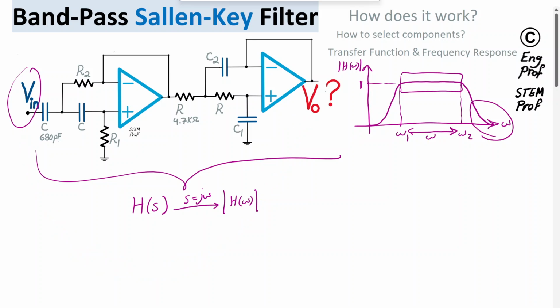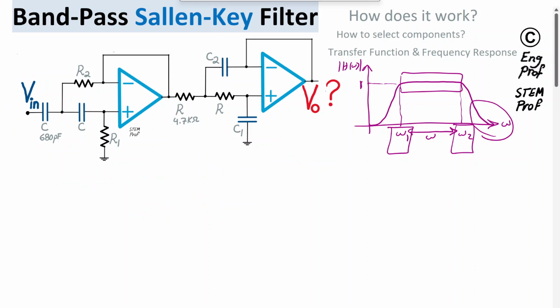So we want to see for a given, let's say, desired omega 1 and omega 2, what values for the components we need to select. And also a discussion about the transfer function and frequency response naturally. So those are the things I want to discuss in this example. Okay, so let's focus on the first stage, and then we will talk about the second stage right after that.